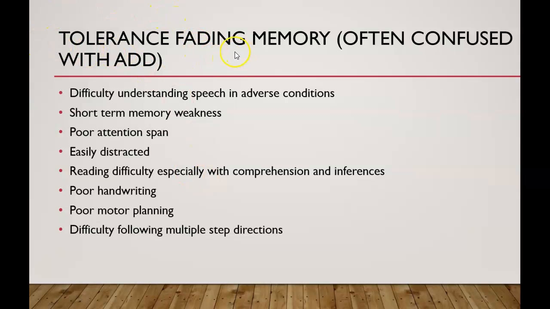The next most common is called tolerance fading memory. This particular type is often confused with attention issues. If you look at some of the issues that a person with tolerance fading memory experiences, you can understand why it might be confused with ADD. Kids with TFM have a poor attention span, short-term memory weaknesses, and are easily distracted. They can't follow multiple step directions and so on.